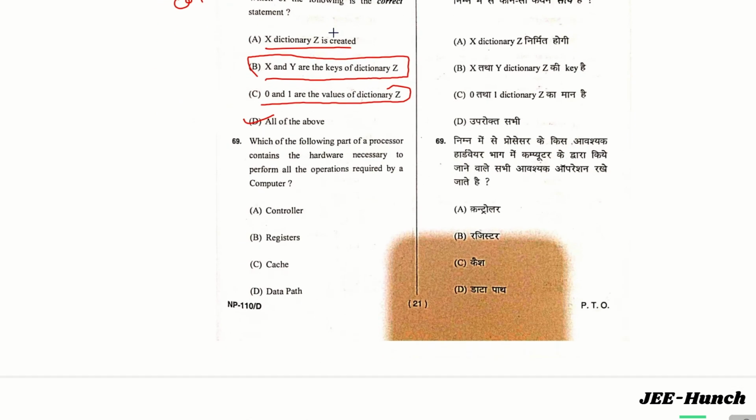Next, which of the following parts of processor contains the hardware necessary to perform all the operations required by a computer? Okay. So controller takes all the controls which are necessary. Okay. Option number A is correct.